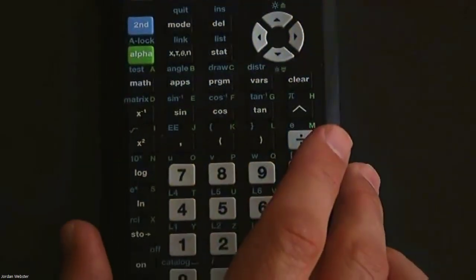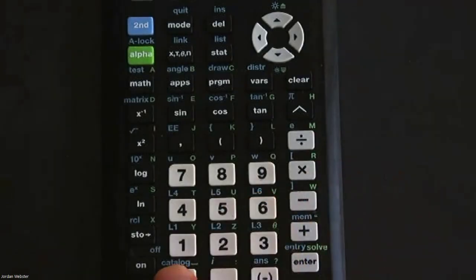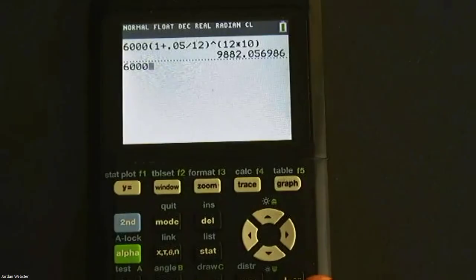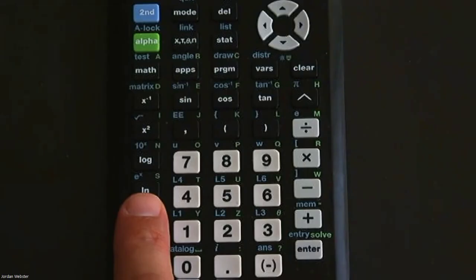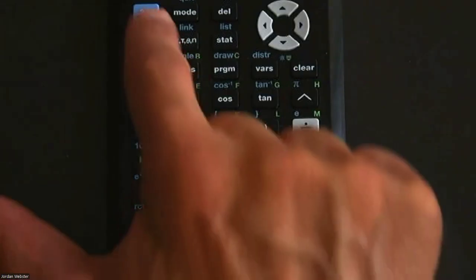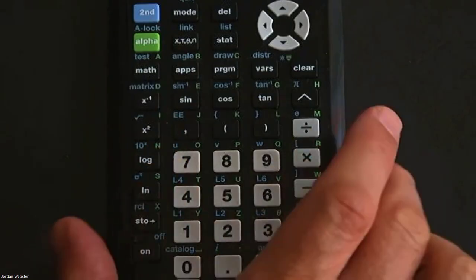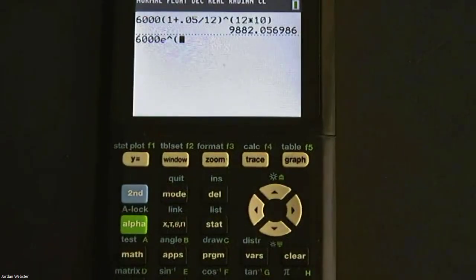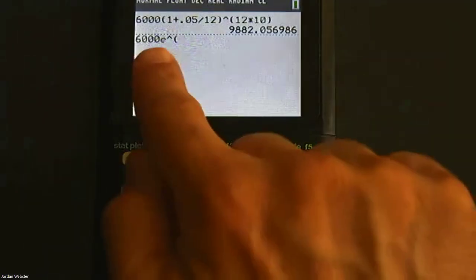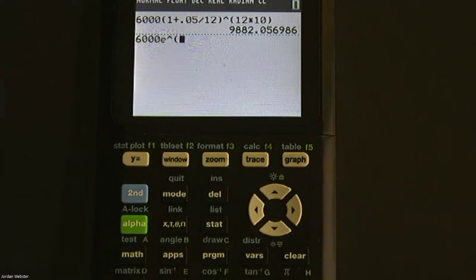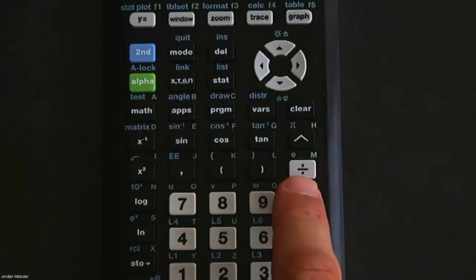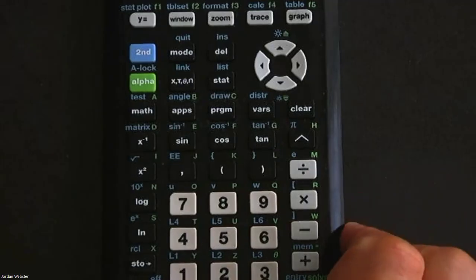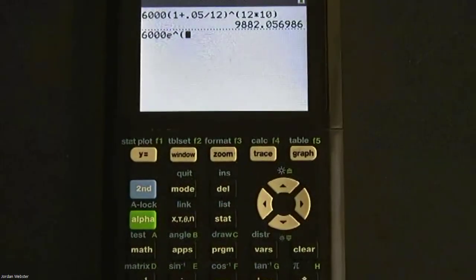I'll do this in classic mode first, but the first thing I would do is type in 6,000, just 6,000. The e button is right here. It's second, and then the natural log button, second, and then this ln button. And because it's so associated with exponents, it automatically comes with a caret. Now there's another e button as well on your calculator if you don't want to take e to an exponent, and that's the second and then the divide key. So that's another e button, same thing. But I want to take an exponent.